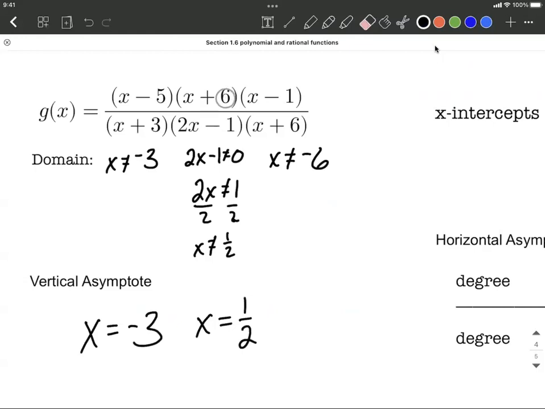So if I try to evaluate this function at -6 by plugging -6 in for each of our x's, you end up with 0 over 0. So that's a little bit of a problem. So that means it's not a vertical asymptote. However, it can be what we refer to as being removed, right? Same factor, numerator and denominator. We could put this into what we could refer to as lowest terms.